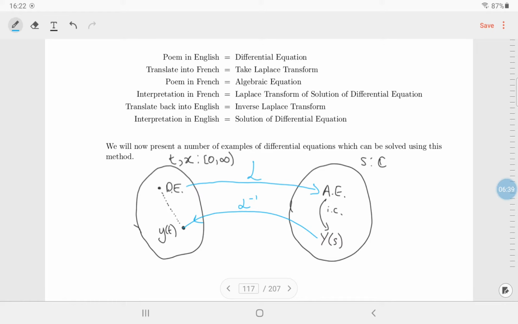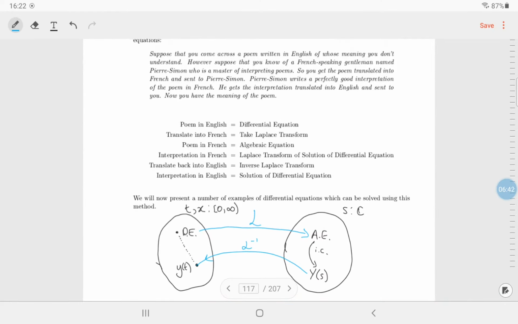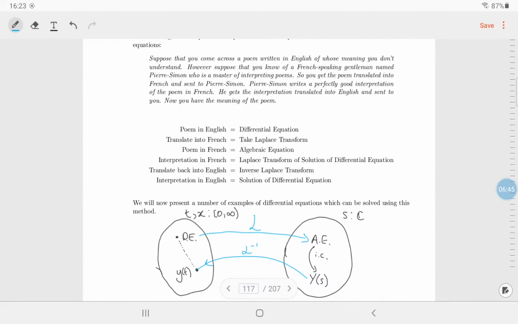Now if you like metaphors, I have a metaphor for this up here. Suppose that you come across a poem written in English. That'll be the differential equation. The English would be that it's in terms of time, whose meaning you don't understand. The meaning would be the solution of the differential equation. And you don't understand it because you're not good at solving the differential equation. You're not good at finding out the meaning of the poem. However, suppose that you know a French-speaking gentleman named Pierre Simon. That's Laplace's first name. He's a master of interpreting poems. Actually, it's not that he's a master of interpreting poems, but in French, these poems are very easy to understand. The algebra equations are very easy to solve.